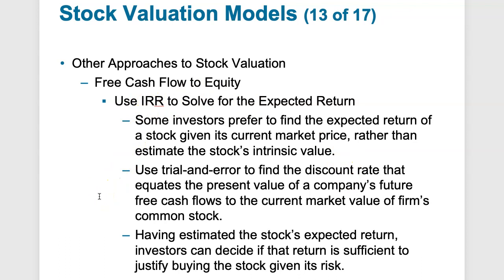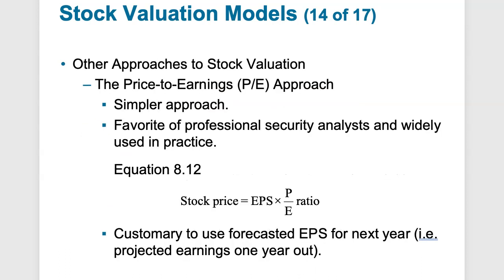Because we want to find the rate that equals the present value of the company's future cash flows, when we find the discount rate that equals the present value of the company's cash flows, we have in fact found the internal rate of return. Once you estimate the stock's required return, we can decide whether that's sufficient given the risks to invest in the stock.